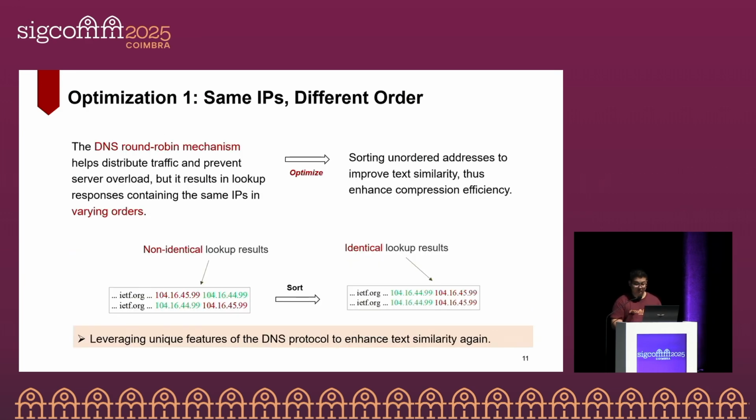Here's the refinement. When a domain maps to multiple IPs, the order may vary across entries. By sorting the IPs in each entry, we make more lines identical. As shown in the figure, 2 different looking results become the same after sorting, which helps the compressor replace the entry field and improves efficiency.